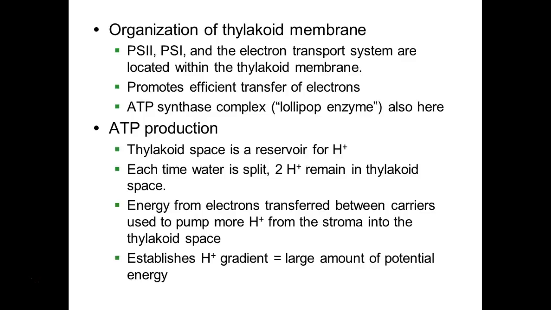So when we look at the thylakoid membrane, we first have photosystem II. Between that would be an electron transport system, and then photosystem I. With this arrangement, this promotes the efficient transfer of electrons. We also find another molecule in here called ATP synthase complex. Just by looking at that word, you know what that enzyme does. It synthesizes ATP. Sometimes it's called the lollipop enzyme, and in the video you'll see why.